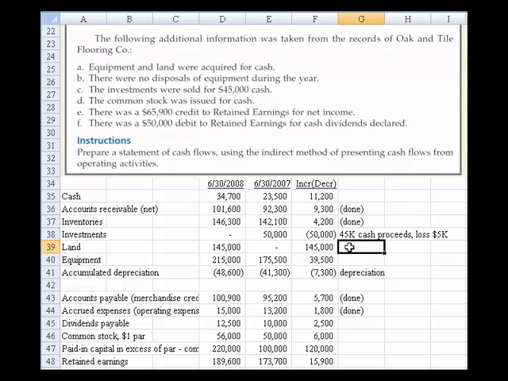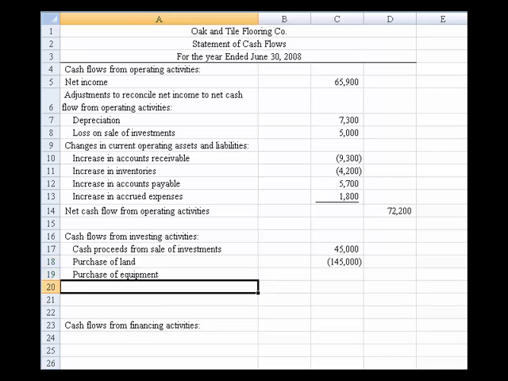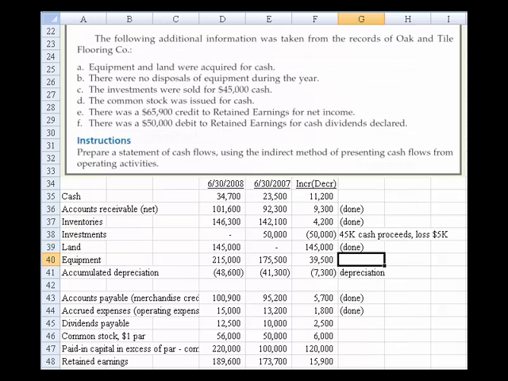All right, that explains this one. And we had equipment increased of 39,500. So we also had a purchase of equipment, and that purchase of equipment was 39,500. We show that as negative because it required cash to pay for that. And now we're done through there. That, I think, is all of our long-term investments. Yep, we've accounted for those.